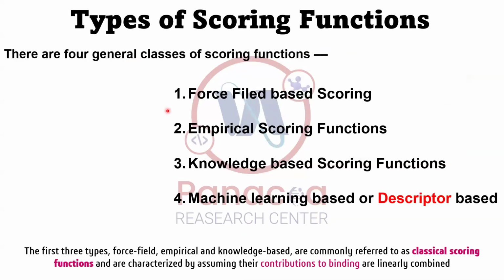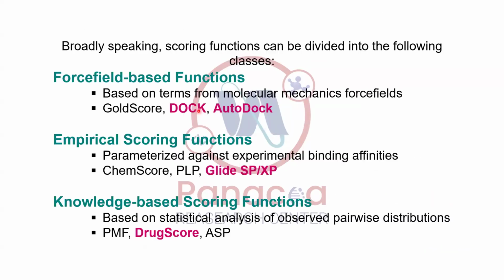So in case of scoring function, as I mentioned, we use four types of scoring function here, but the first three, force field based scoring, empirical scoring, and knowledge based scoring, are commonly referred to as classical scoring functions, and most tools use this type of scoring function, especially AutoDock Vina uses a force field based scoring function. Here I mentioned several tools and their scoring functions, which tool uses which scoring function for generating the molecular docking score.